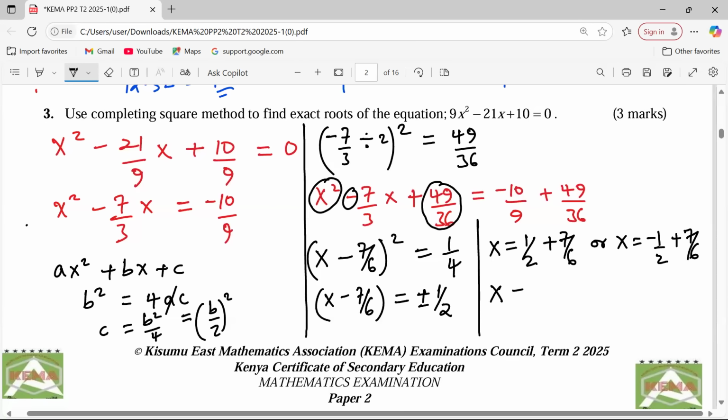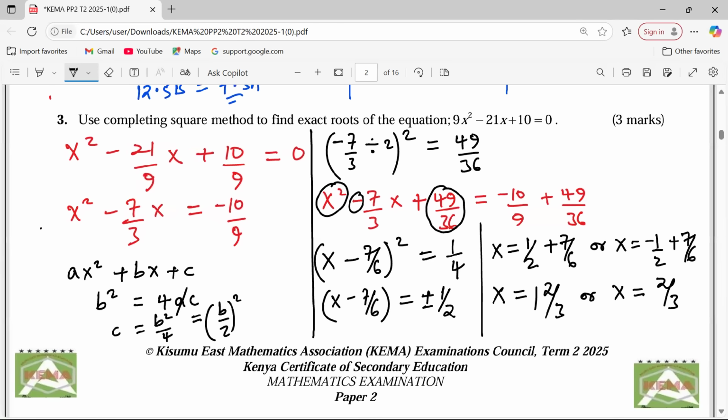So the value of x is either 1 and 2 thirds, or the value of x is equal to 2 thirds. So that's how we work out such a problem.